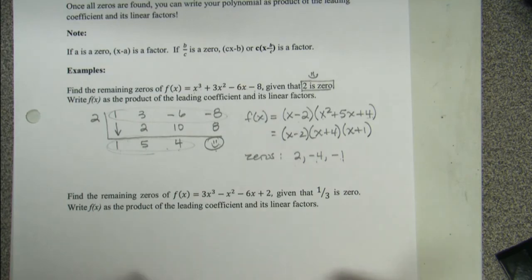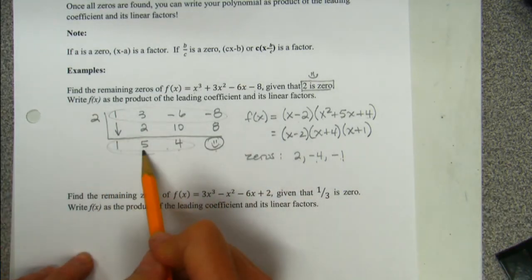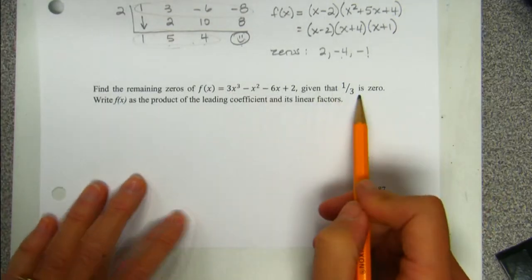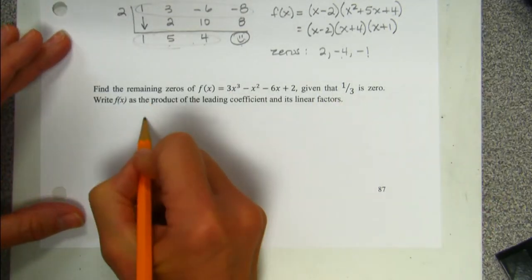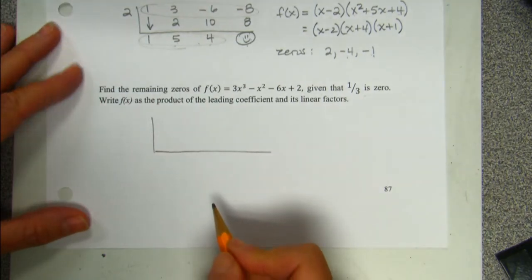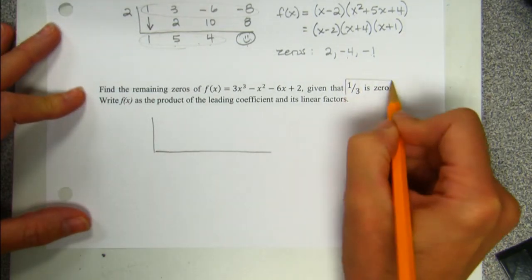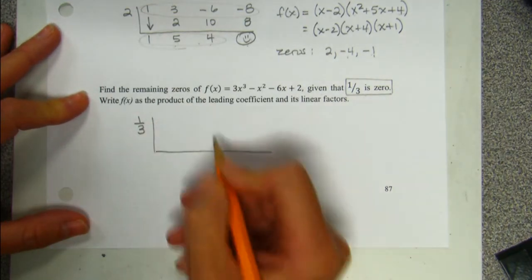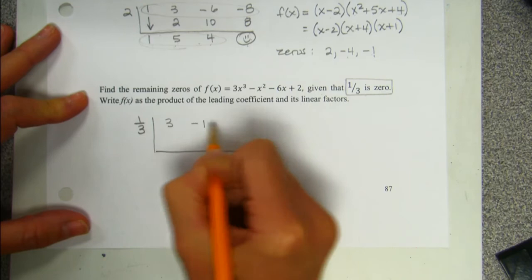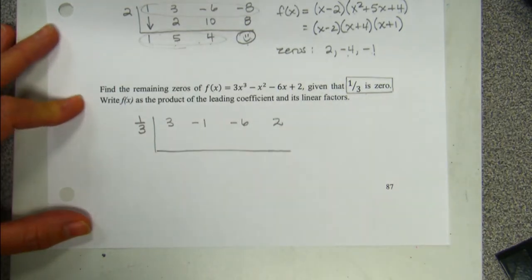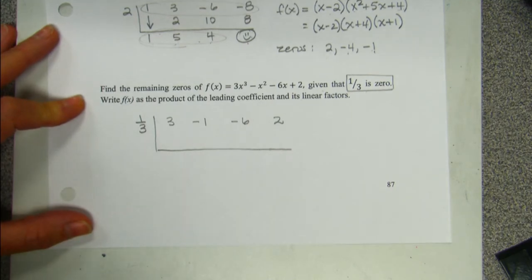So if you're given a zero, you use it to reduce the polynomial. Let's do another one. Find the remaining zeros of this, given that 1/3 is a zero. Bummer. But it's not scary. If you're given a zero, we immediately do synthetic division using that zero. 3, -1, -6, and 2 are my coefficients and my constant. And everything's represented. We didn't have to put in a 0.